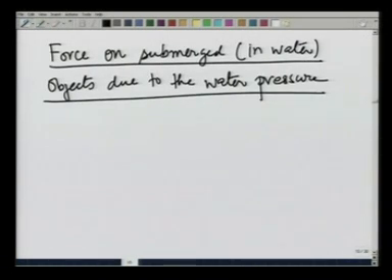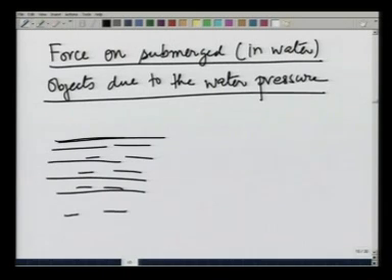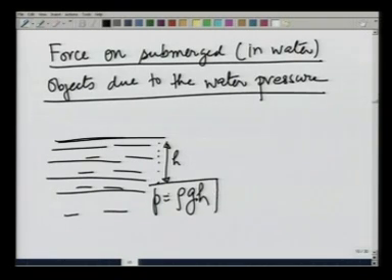This is where the concepts developed so far are going to be very, very handy. We know that if we have water, then it applies pressure according to how deep. The pressure at depth h is rho g h, where rho is the density of water and g is the acceleration due to gravity. And due to this pressure, there is a force acting on any object that is submerged in it.